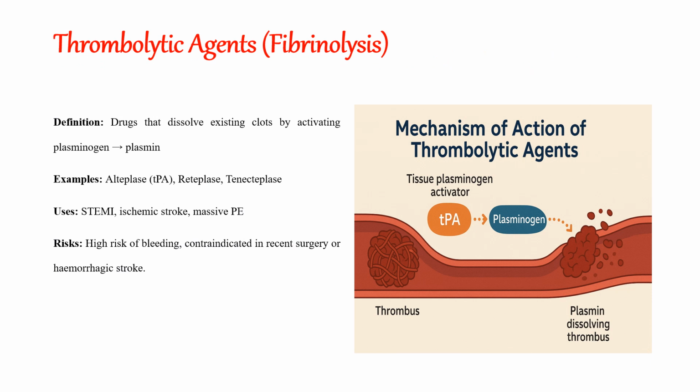Thrombolytics, also known as fibrinolytics, are used to actively dissolve existing blood clots, in contrast to anticoagulants, which primarily prevent new clot formation. They work by converting plasminogen into plasmin, an enzyme that breaks down fibrin, the structural component of a clot. Commonly used agents include alteplase, reteplase, and tenecteplase.